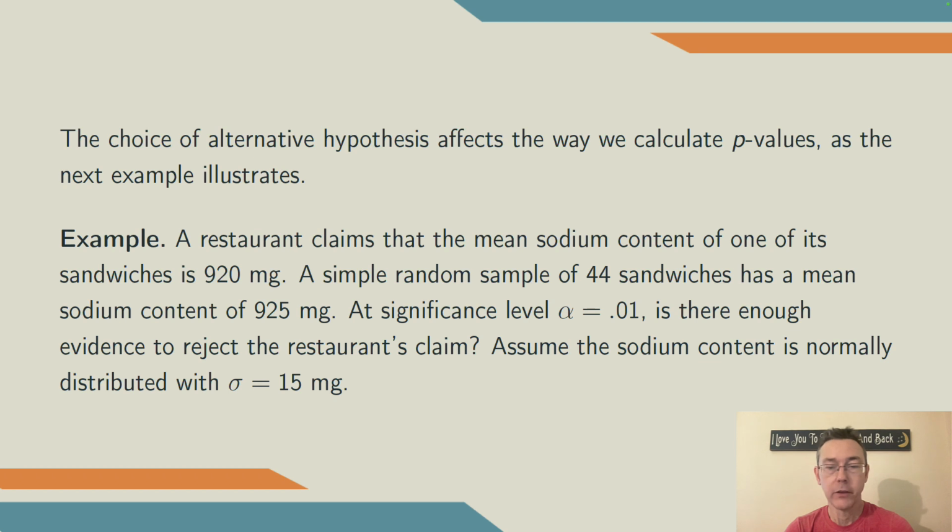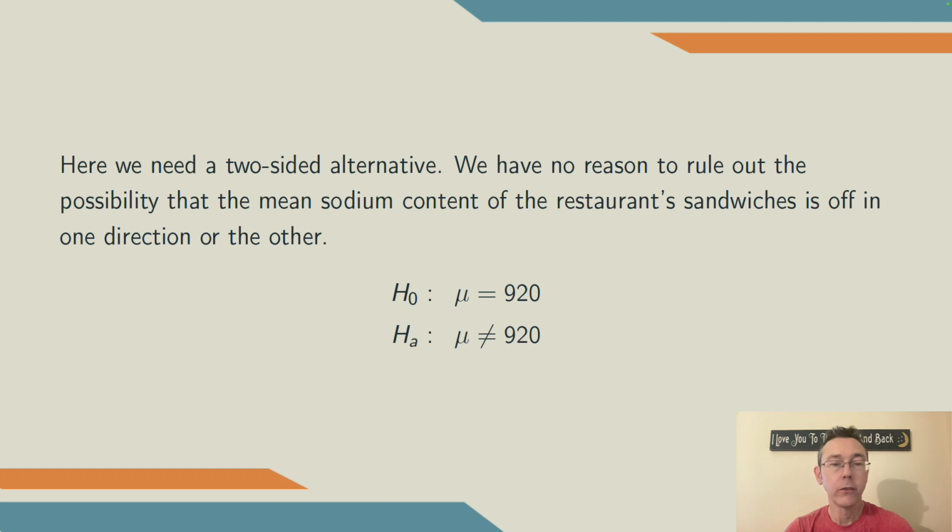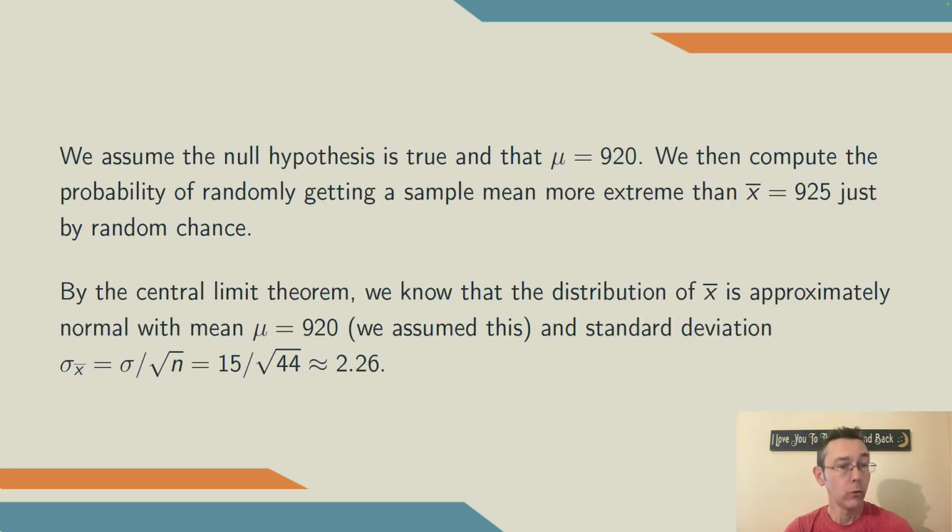Assume the sodium content is normally distributed with a standard deviation of 15 milligrams. So again, I'm going to use a two-sided alternative here. We have no reason to rule out the possibility that the mean sodium content is below or above. So we assume the null hypothesis is true and that the true population mean is 920.